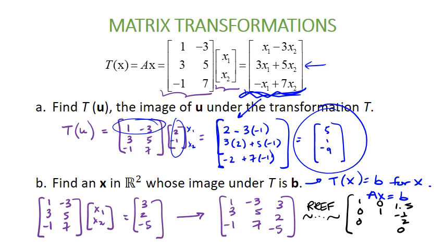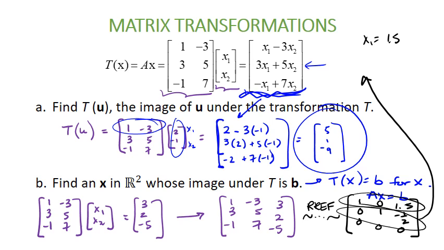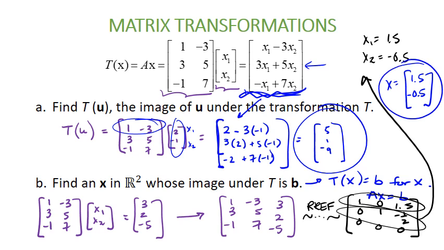Sorry, this is messy. So this tells us that x1 is equal to 1.5 and x2 is equal to -0.5. So we can conclude that x is equal to (1.5, -0.5). And that would be the answer to part B.